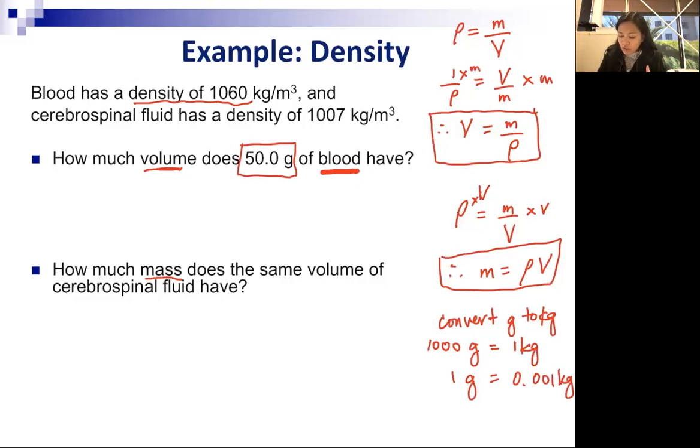So when we do the conversion, 50 grams will therefore be 50 times 1 gram, but 1 gram is 0.001 kilograms. So 50 grams will be equal to 0.050 kilograms.